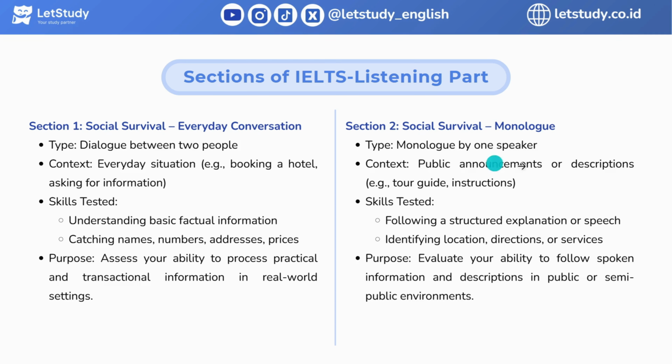Section 2, also social survival, is a monologue. The type for this section is usually a monologue by one speaker. The context is usually a public announcement or descriptions, for example, tour guides or instructions. The skill tested is following a structured explanation or speech and identifying location, direction, and services. The purpose of this section is to evaluate your ability to follow spoken information and descriptions in public or semi-public environments.